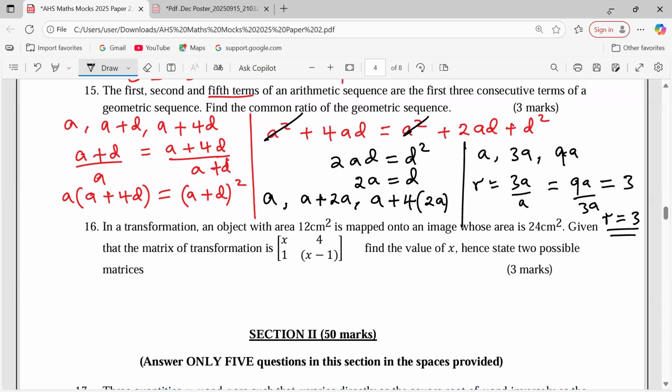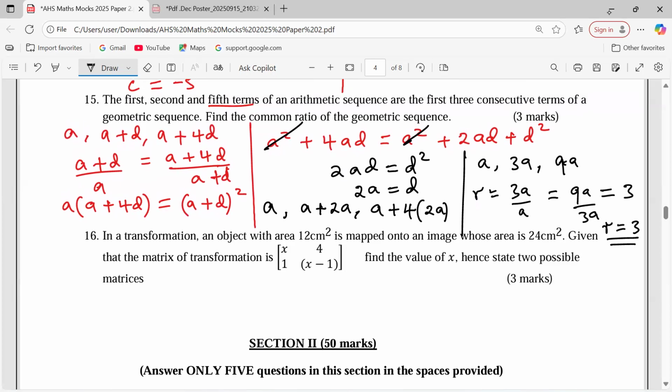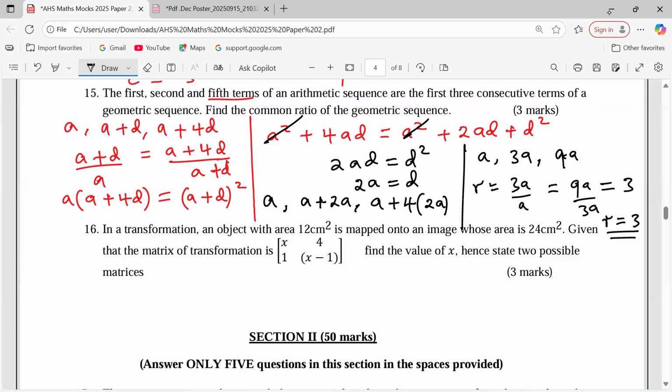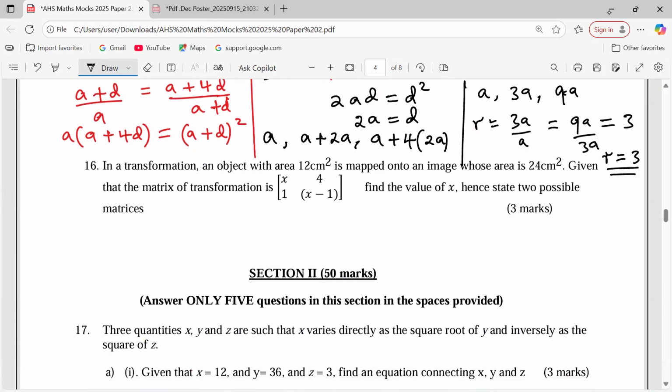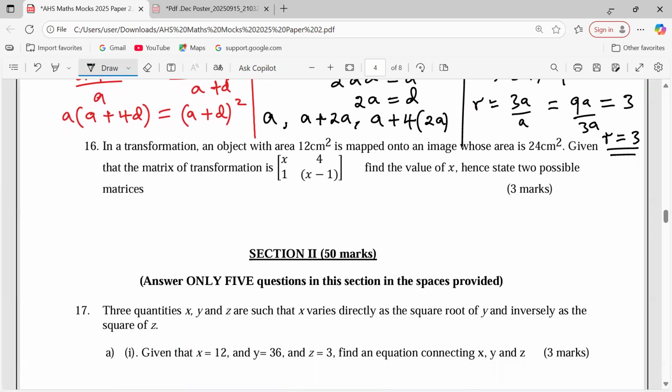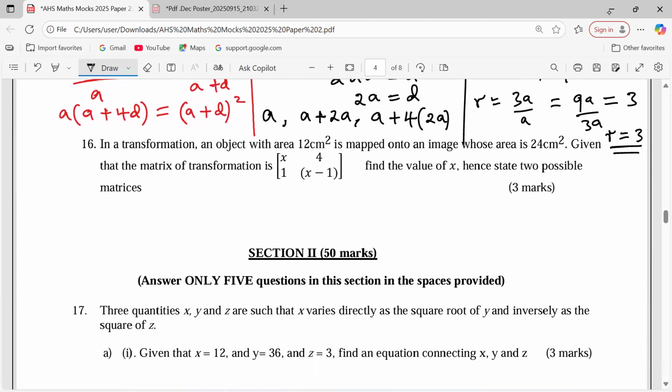A very good question, thought-provoking, requiring somebody to be very keen in what they are doing. Number 16 now. In a transformation, an object with area 12 square centimeters is mapped onto an image whose area is 24 square centimeters. Given that the matrix of transformation is x, 4, 1, x minus 1, find the value of x, hence state 2 possible matrices. Remember, we are finishing section 1 in number 17.